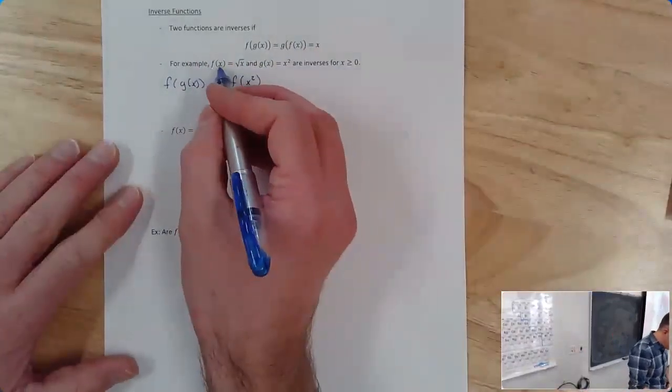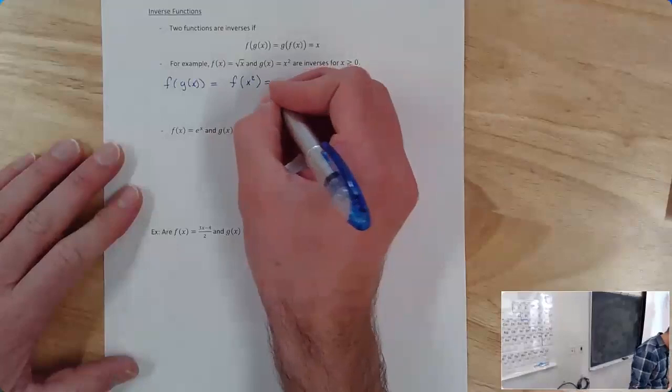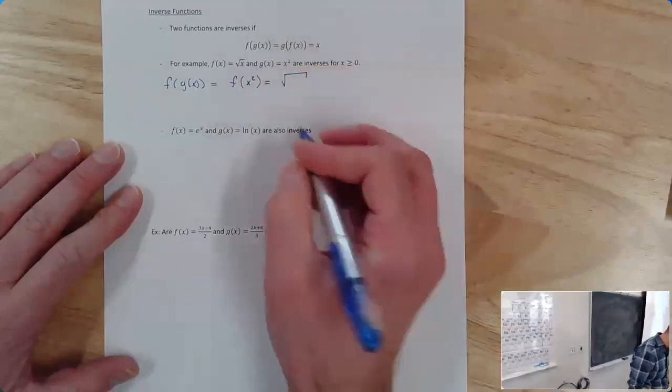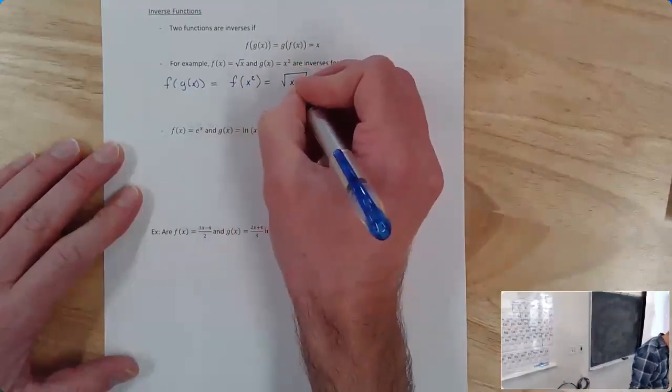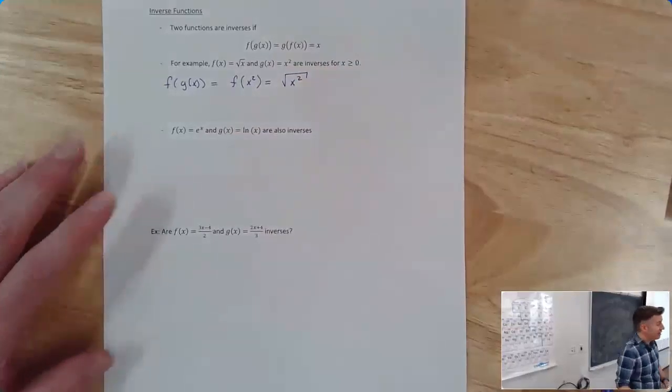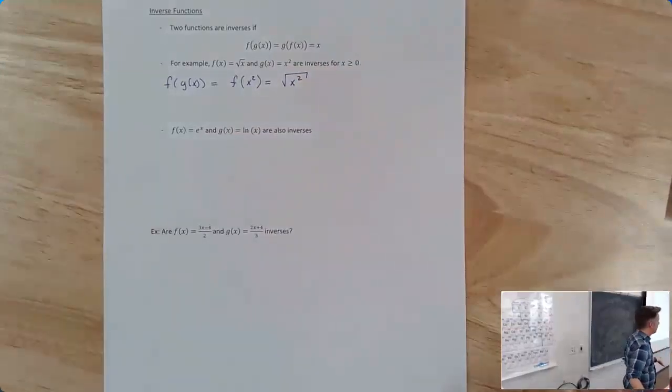And then f of something is the square root of something. So f of x squared is the square root of x squared, I'm just plugging in the x squared there. Now, we've talked a lot about the square root of x squared in this class. What is the square root of x squared? Well, yes, in this case it is x.